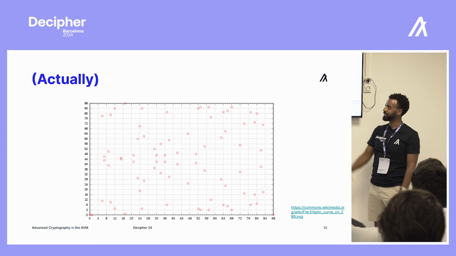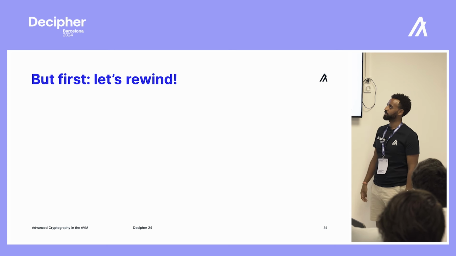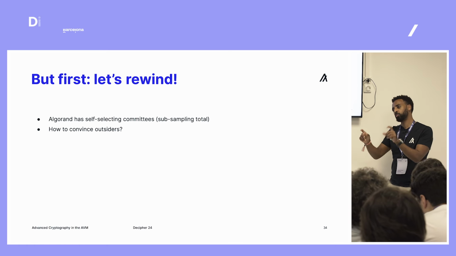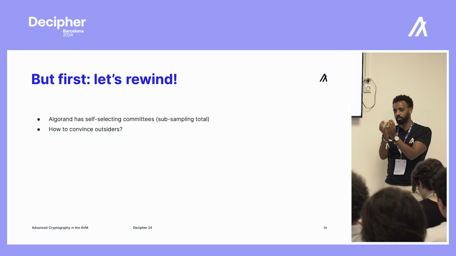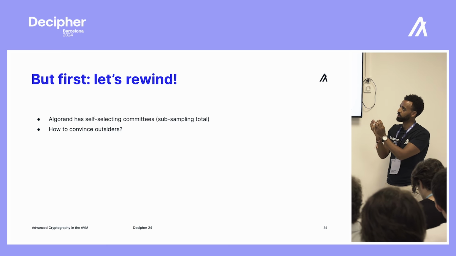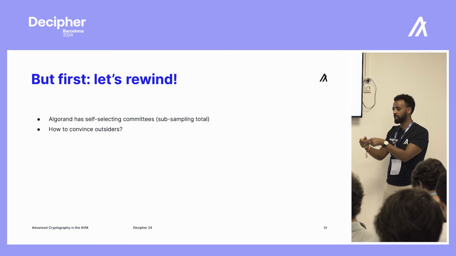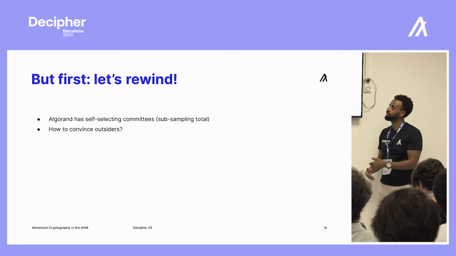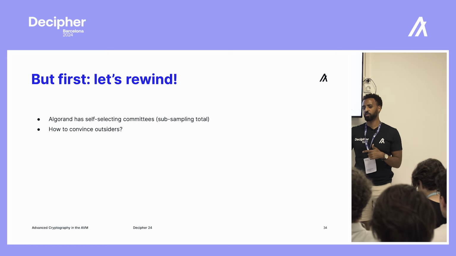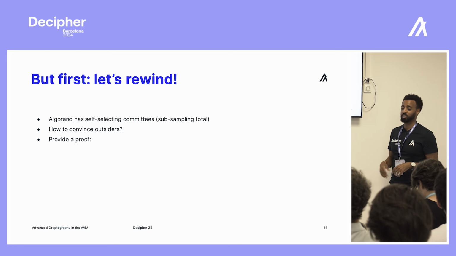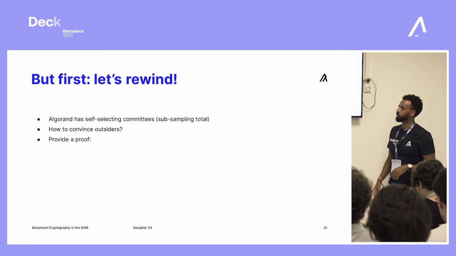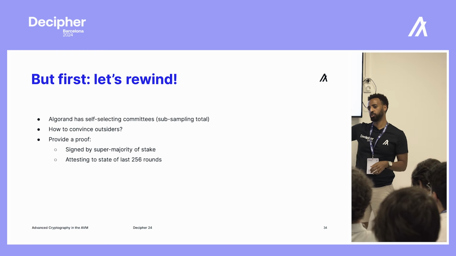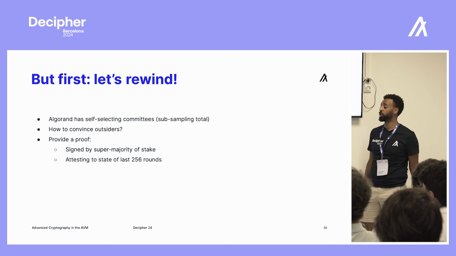So if we rewind a little bit, I mentioned that Algorand has these self-selecting committees. For each block, we are subsampling a small part of the Algorand stake and using them to make decisions. Everyone who's running a node knows that everything is being done properly because they're also running their own nodes, so they can trust them. But the question is, how can we convince others that these blocks have actually been properly created? You could provide a proof that has been signed by a supermajority of stake, so not just a subsample, but actually a big chunk of it.